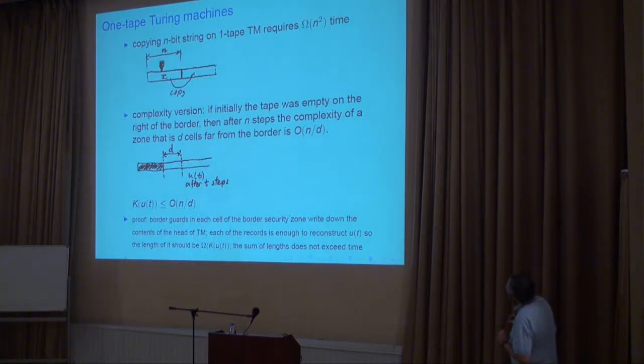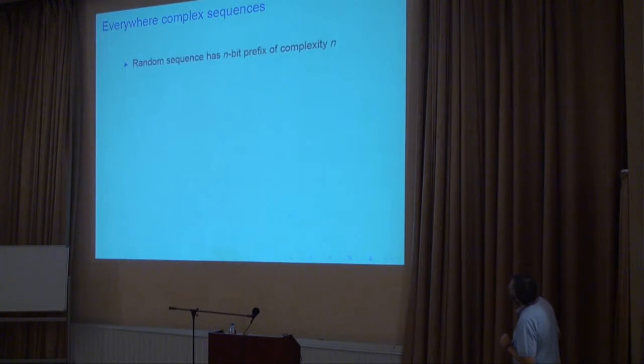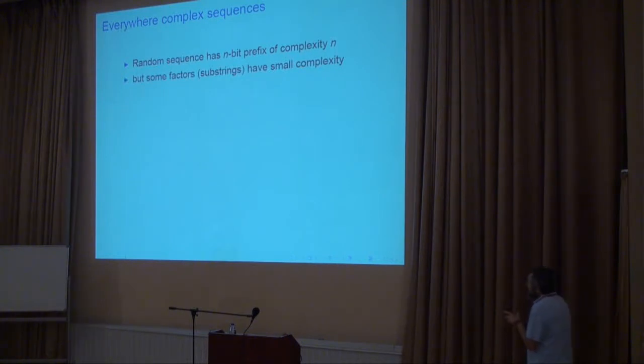But let's go to other examples. For example, there is the story of everywhere complex sequences. It starts with the complexity side. We know by definition that a random sequence has incompressible prefixes: a prefix of length n of a random sequence has complexity n up to a constant. But of course, it's only for prefixes, because a random sequence should contain all possible combinations of bits. So some factors should be just all zeros or all ones. Every string should be somewhere in the sequence.